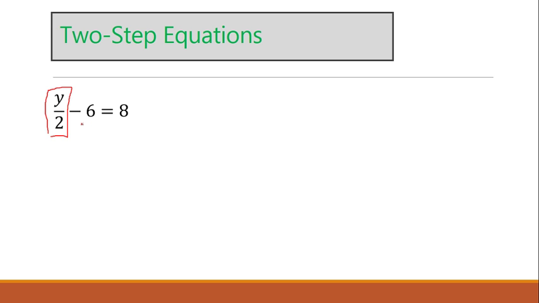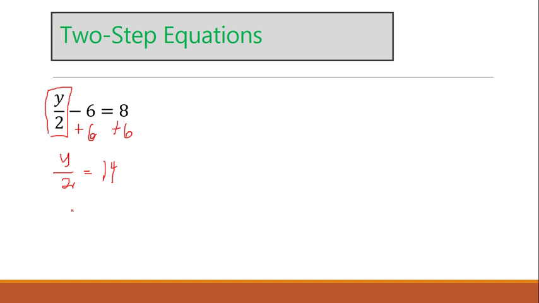So in this case, I need to undo subtracting 6. That's what I need to do the opposite of. So I need to add 6 to both sides. A minus 6 and a plus 6 is 0. And then now y divided by 2 is equal to 14.